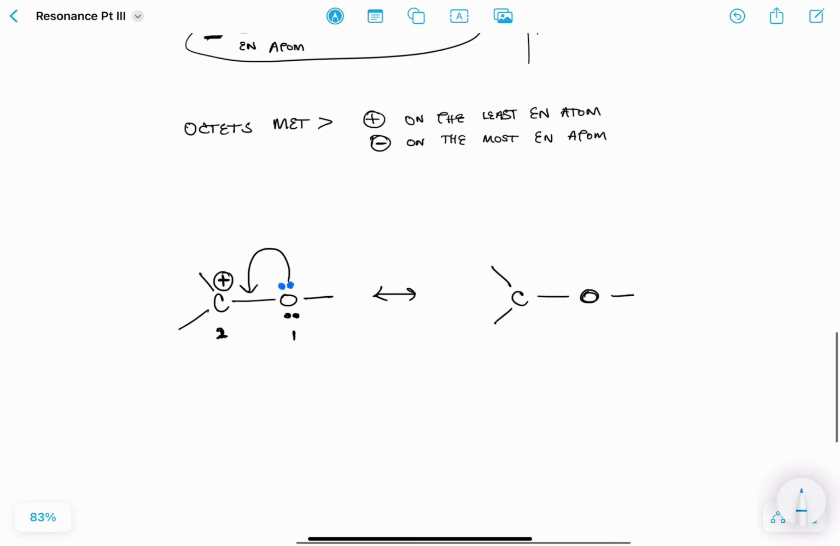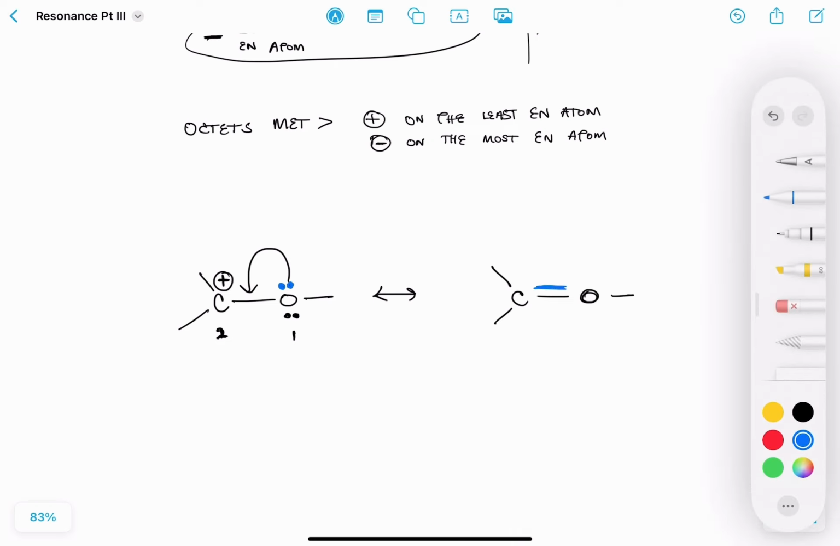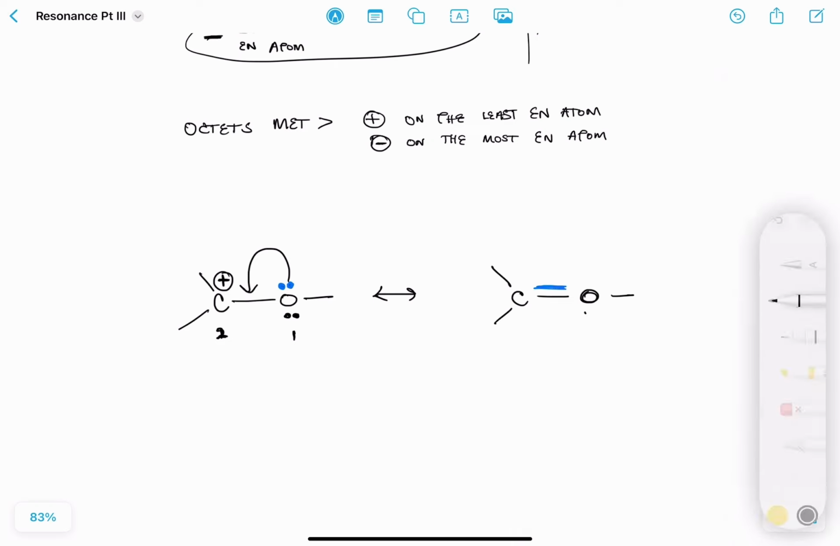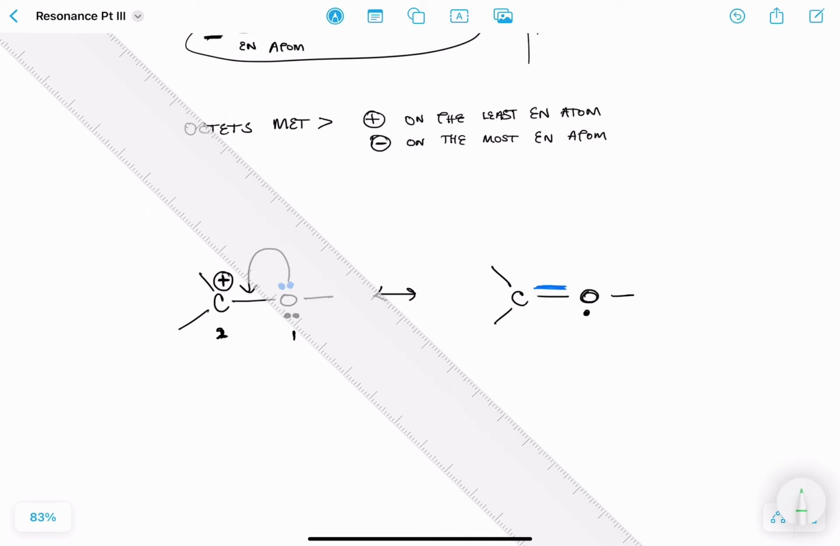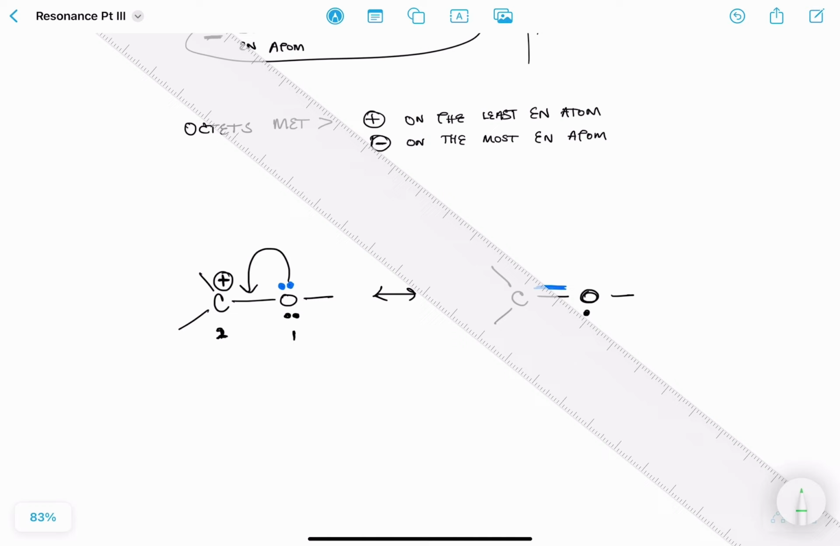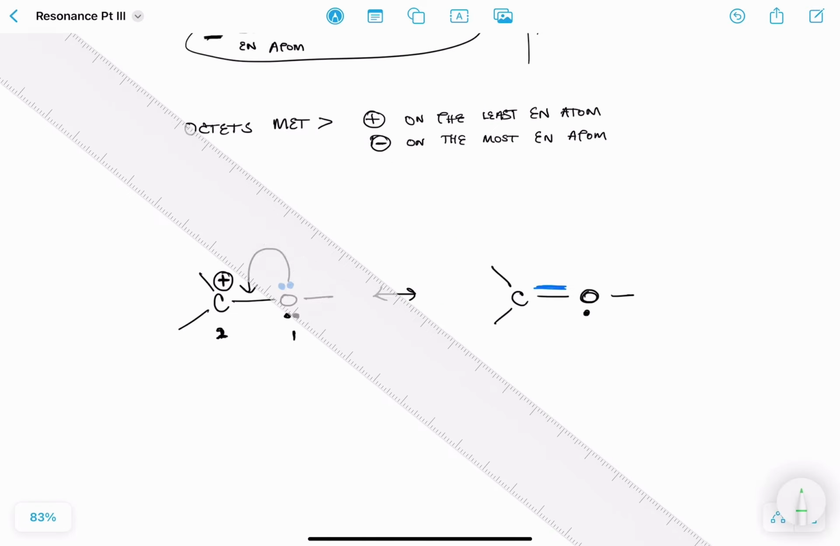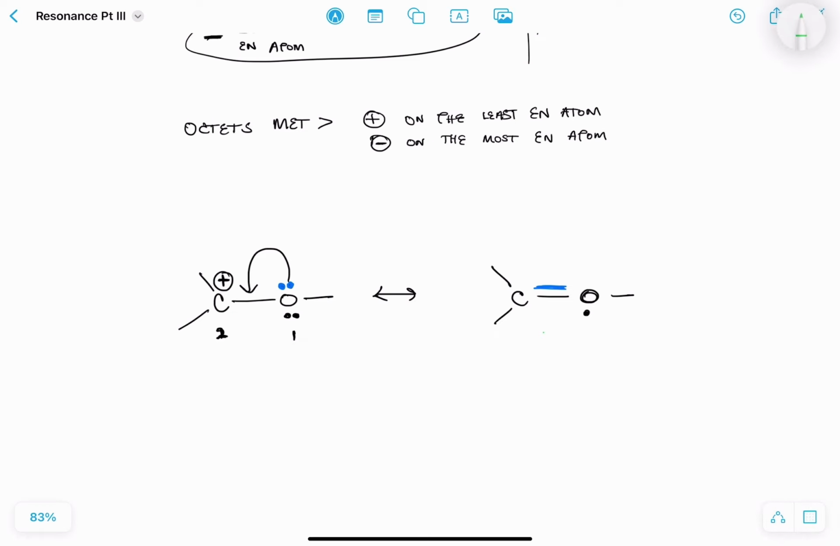Now we said two things happen at the same time in resonance. What happens is that you end up having your positive charge move. Where did it go? Okay. So we had a positive charge there, and then it moved to the oxygen. Now let me get back to our black and finish filling out the lone pair. And so these are our resonance structures.